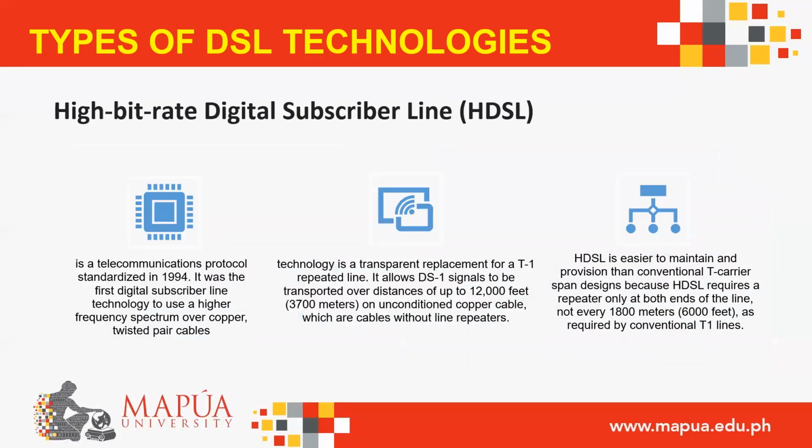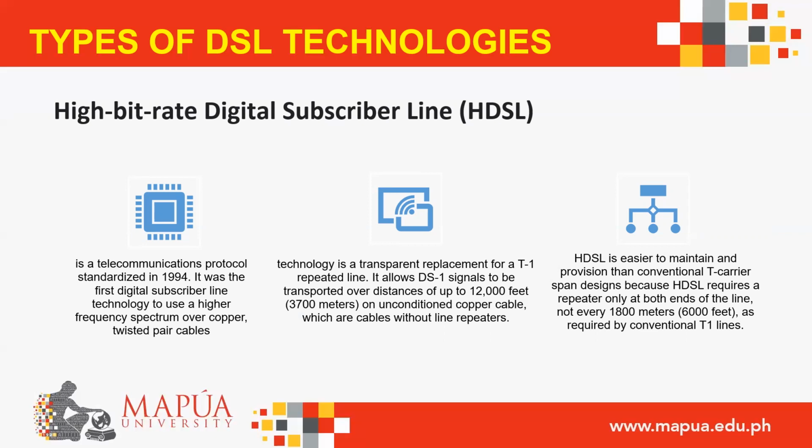Next is High Bit Rate Digital Subscriber Line, or HDSL. This is a telecommunications protocol standardized in 1994. It was the first digital subscriber line technology to use a higher frequency spectrum over copper twisted pair cables. This technology is also a transparent replacement for T1 repeated line. It allows DS1 signals to be transported over distances up to 12,000 feet or 3,700 meters on unconditioned copper cable, which are cables without line repeaters.